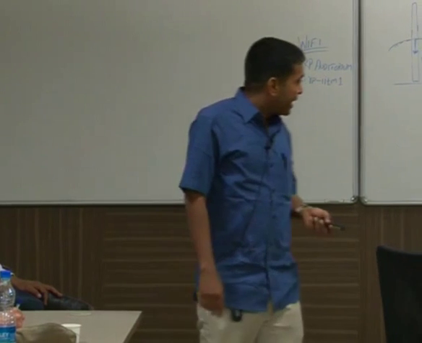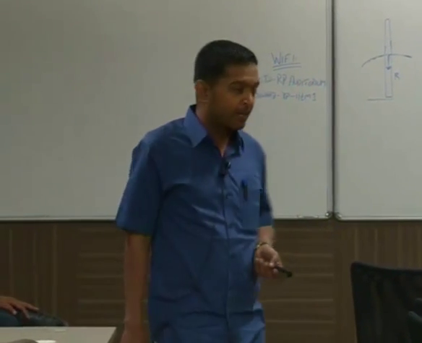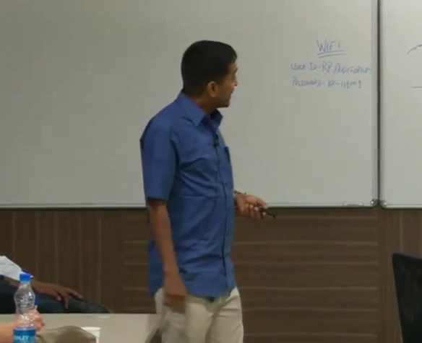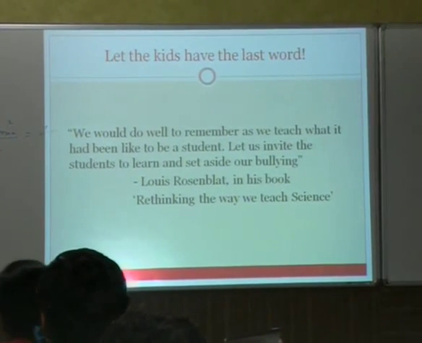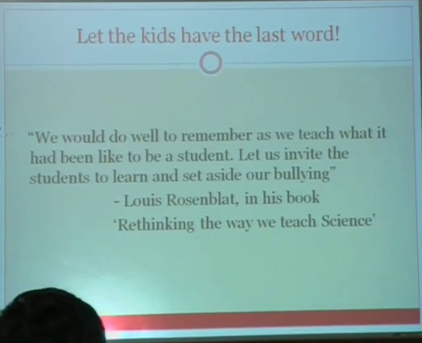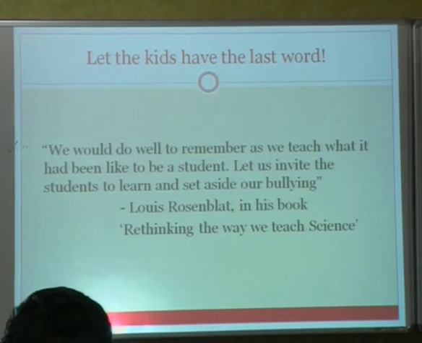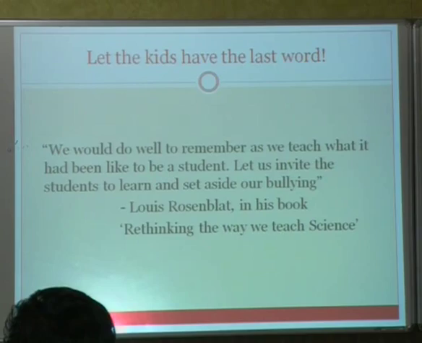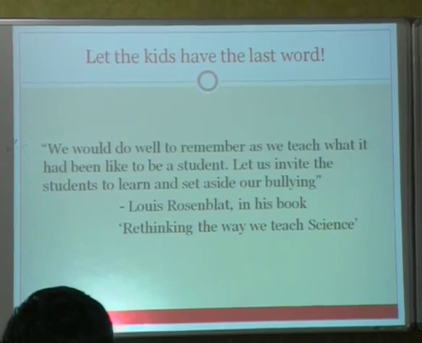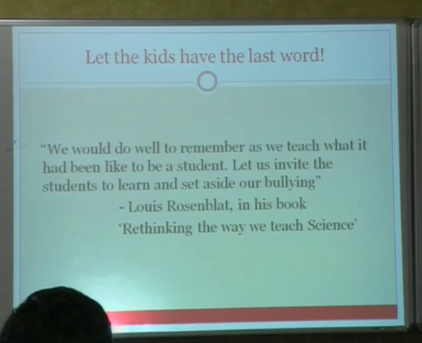This is my friend Louis Rosenblatt. He's an educator in the United States again, and I had a very interesting conversation with him. He's written a book called Rethinking the Way We Teach Science. And he says, we would do well to remember, as we teach, what it was like to be a student. Let us invite the students to learn and set aside our bullying. My friend was saying the teacher was rapping the students' knuckles. It's a classic case of bullying, isn't it? I would say the teacher is bullying. So I think we teachers, including me, tend to forget that we were there once. And I think we tend to teach the way we were taught. So that explains why things have not changed much.